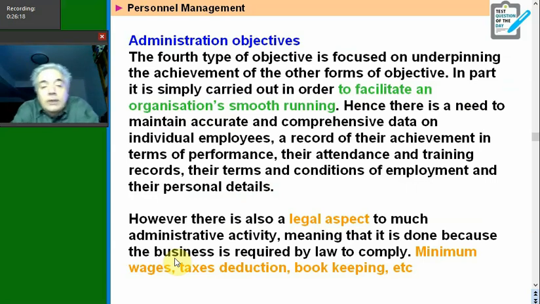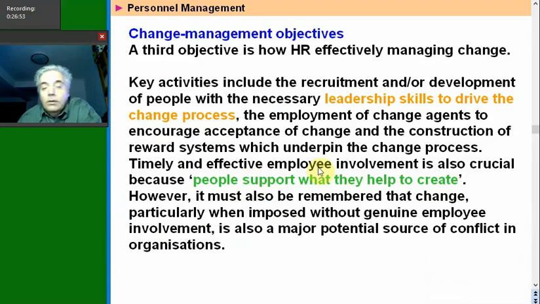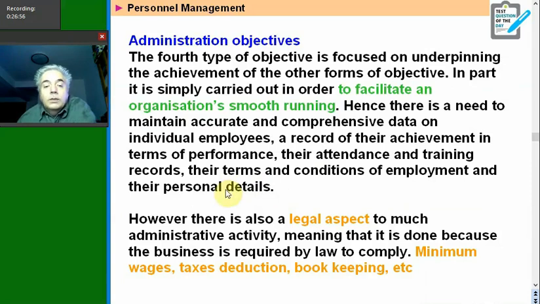All right, now let's talk about administration objectives. The fourth type of objective is focused on underpinning the achievement of other forms of objective. In part, it's simply carried out in order to facilitate an organization's smooth running. Hence, there is a need to maintain accurate and comprehensive data on individual employees: a record of their achievement in terms of performance, their attendance and training records, their terms and conditions of employment, and their personal details. However, there is also a legal aspect.